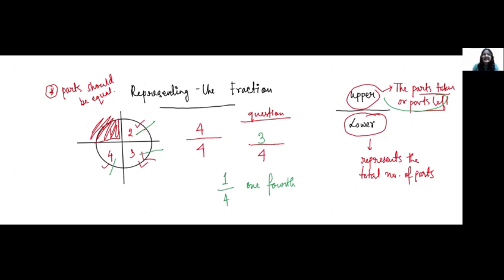Now, a question may arise: is it applicable only for circles? No, not at all. Fractions can be for anything. Let us say our next example is a rectangle. Consider this is a rectangle. I'm dividing it into 1, 2, 3, 4, and 5 parts, and I decide to shade the 1 part, 2 part.